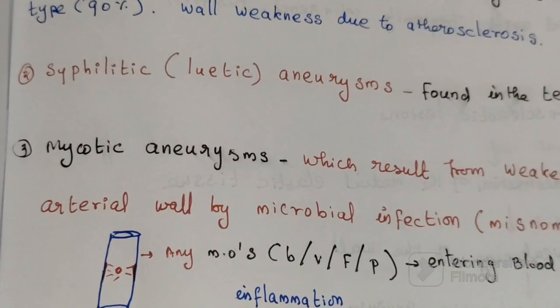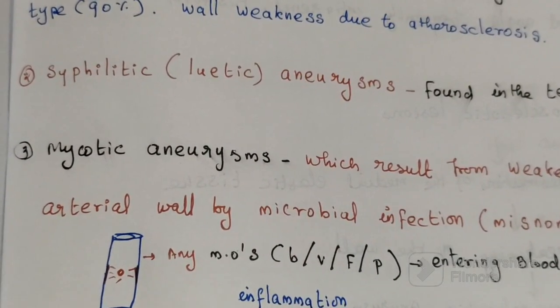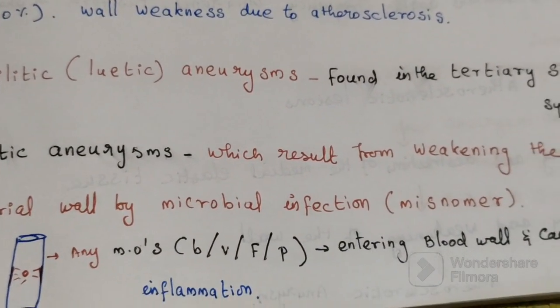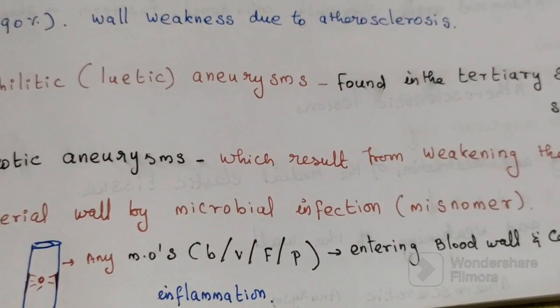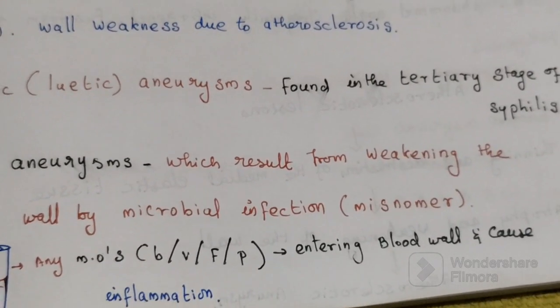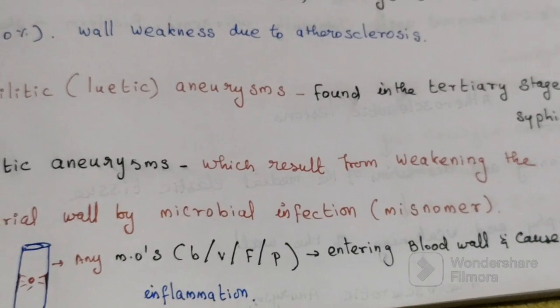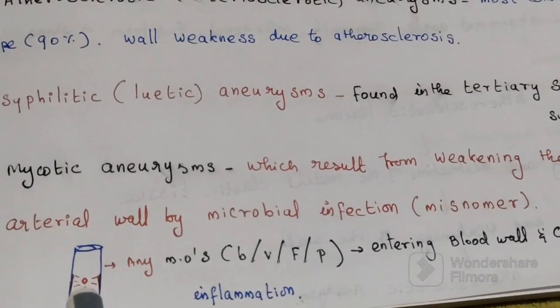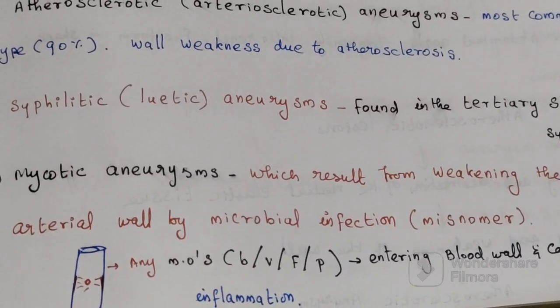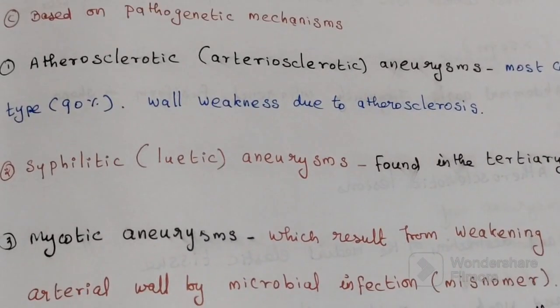So third one is mycotic aneurysm. It can be due to any microorganism. It can be bacteria or virus or fungi or protozoa entering the blood vessel wall and causing inflammation. It will weaken this part, after that it will cause aneurysm. So these are the 3 important types of aneurysm.